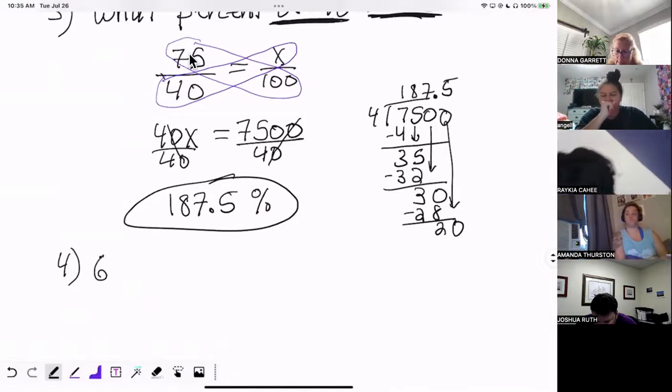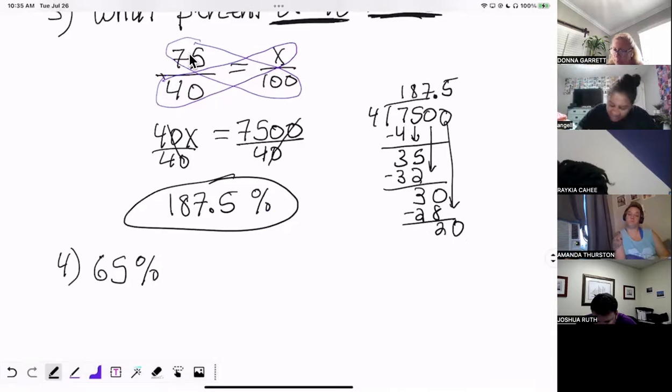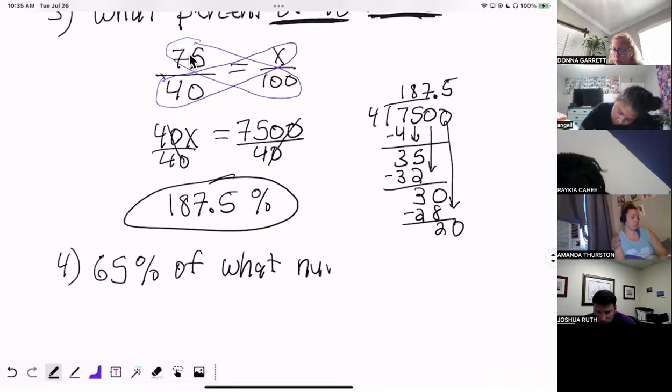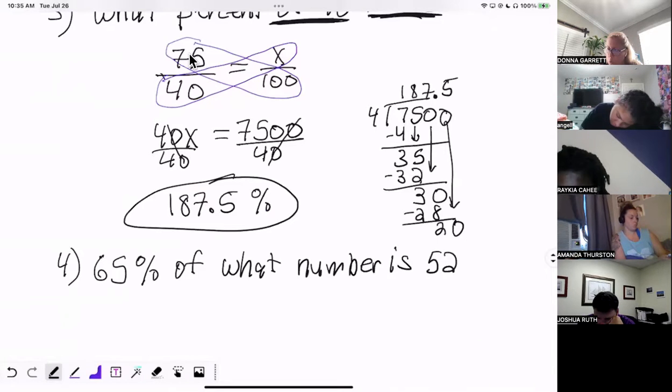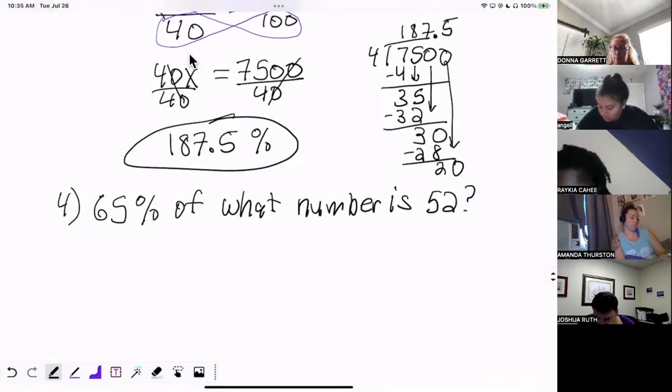Let's do 65% of what number is 52? Okay, you set it up. Wait like a minute. Set it up. You don't have to do it yet. Just set it up. I want to see if you set it up right.